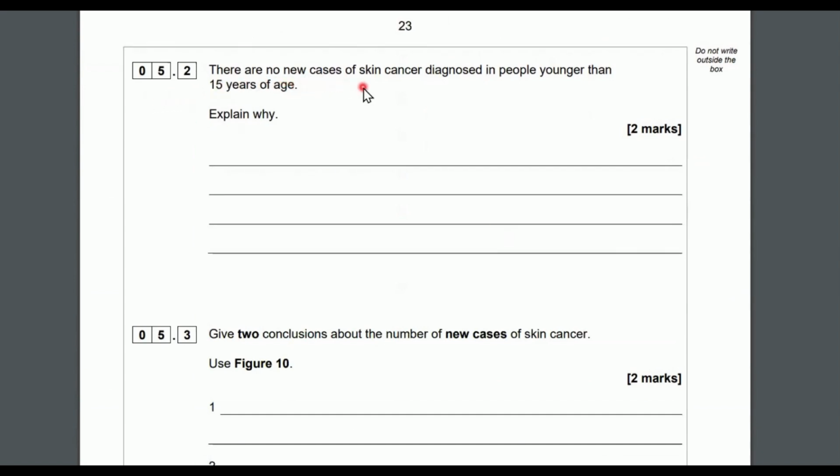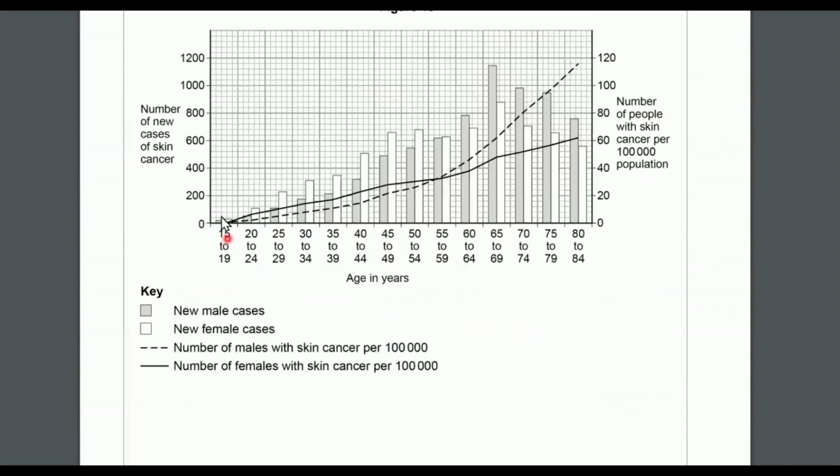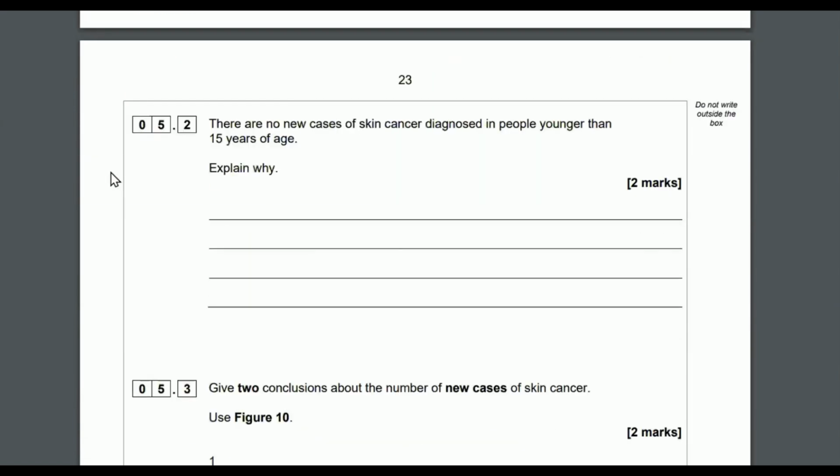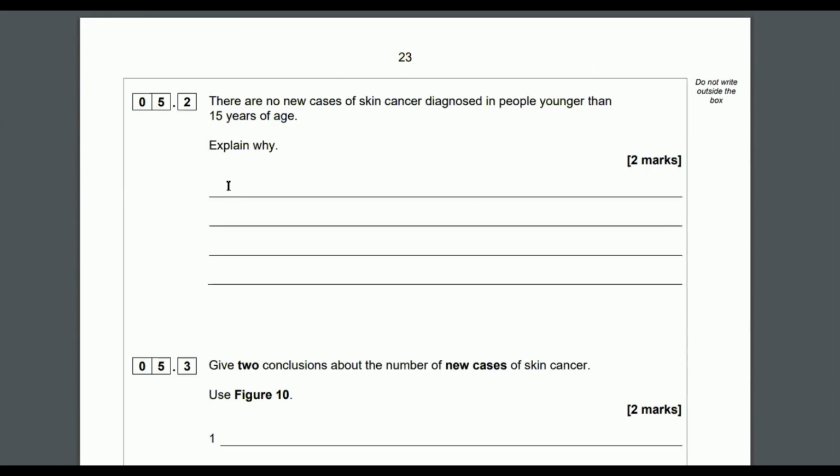5.2, there are no new cases of skin cancer diagnosed in people younger than 15 years of age. Explain why. So we come up here and we look here and we say, okay, there's no new cases of people below the age of 15 with skin cancer. Why do you think? Well, it takes time for the cells to mutate. It takes time to develop skin cancer. They may not have been exposed to as much sunlight or ultraviolet radiation. So they have not been exposed to enough sunlight yet.